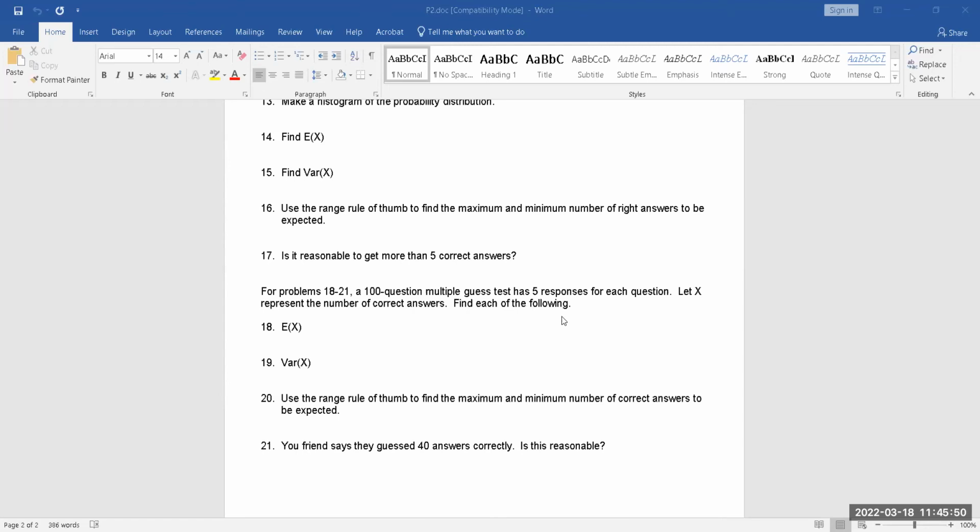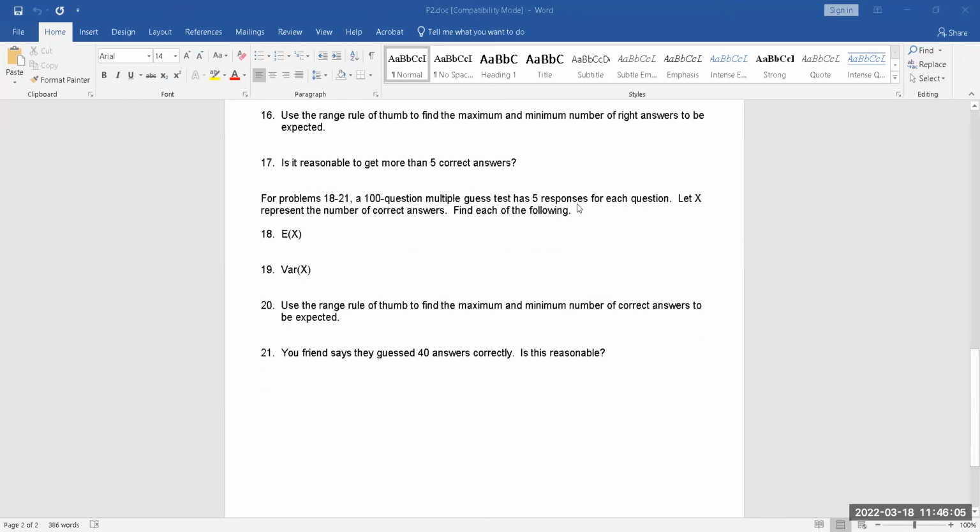It's actually that simple. We want to keep it that simple because that's it. So figuring out the range rule of thumb requires a little bit of work. I have to remember what the formula is. But now to ask you if an outcome was reasonable should be fairly simple.